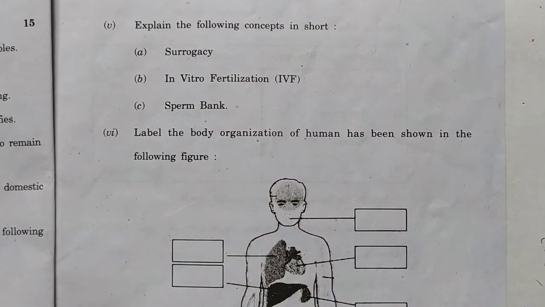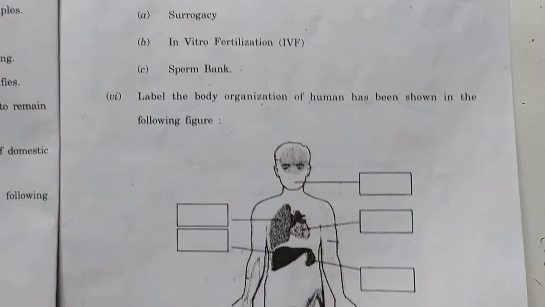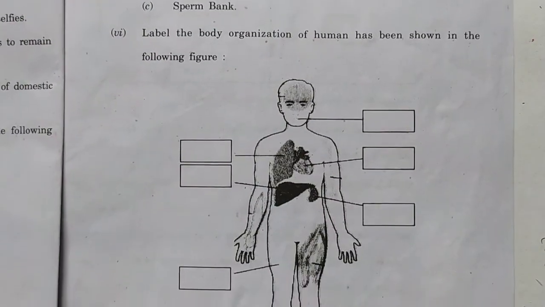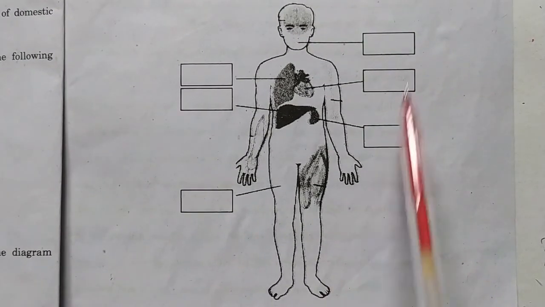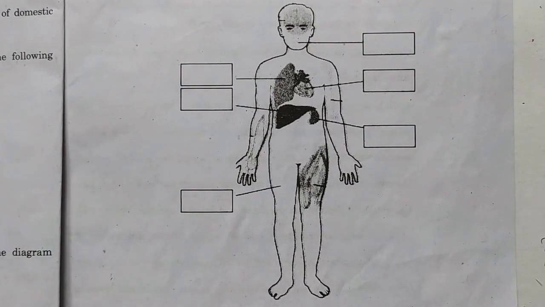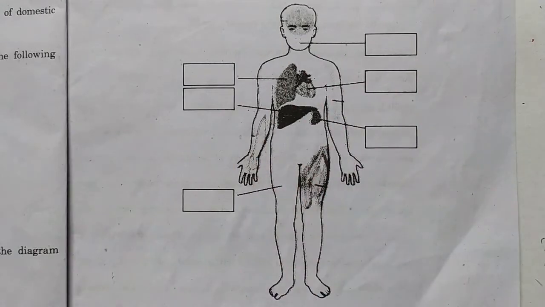And finally the sixth one is label the body organization of human has been shown in the following figure. So you have to label the following parts, and see these are the parts which are labeled. You can see this, and you have to label them in these boxes. So let's see the next question. And one more thing friends, while labeling this figure you have to draw this figure and then you have to label. So remember this. Now let's see the next one.